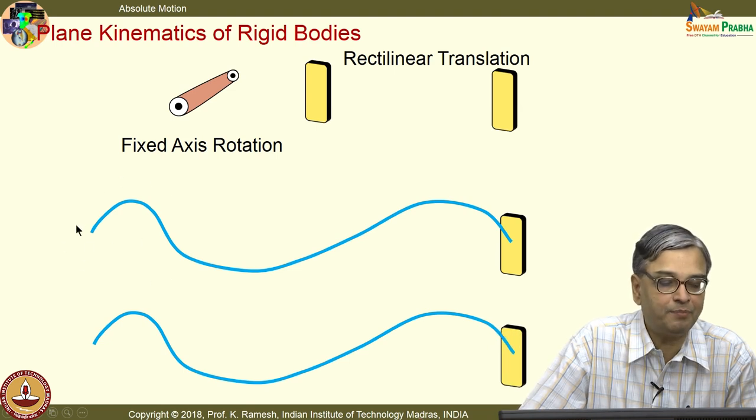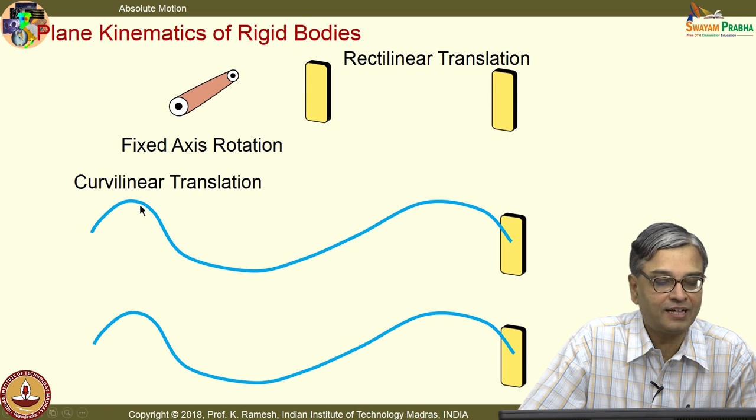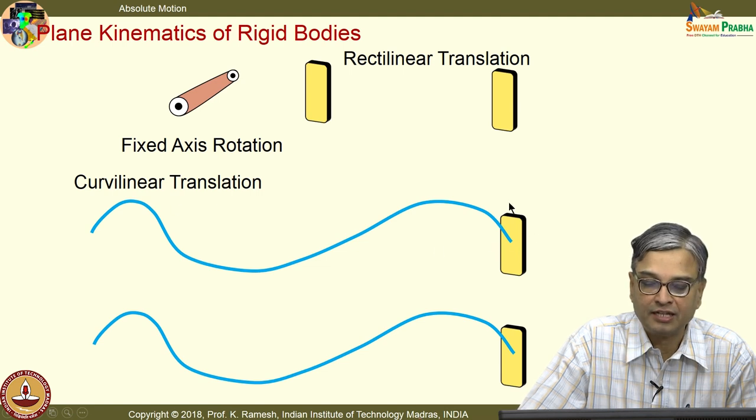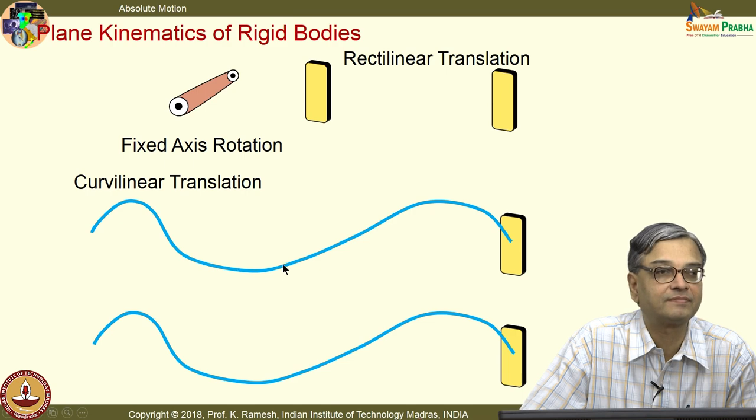And how can we label this kind of motion? This is definitely a translation, but of a curvilinear nature. So, the difference is the body is not rotating when it traces a curve. This is slightly difficult for you to appreciate initially.